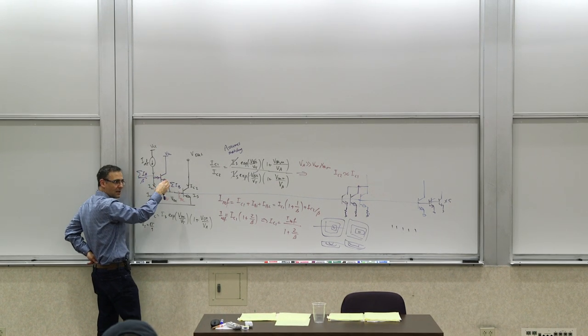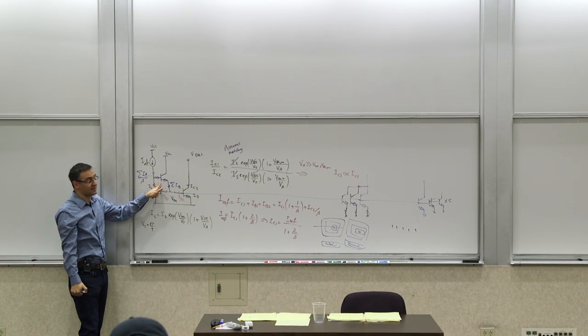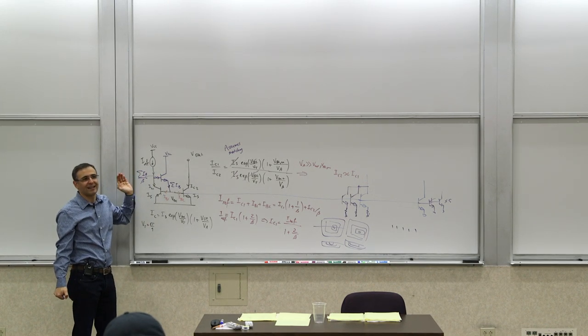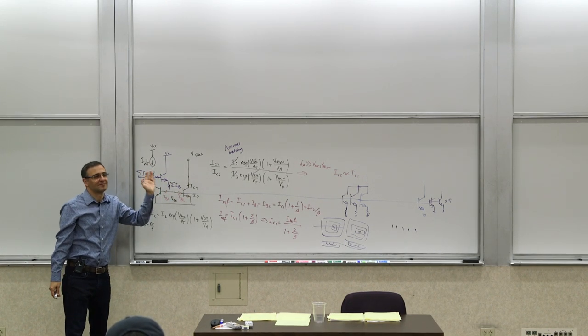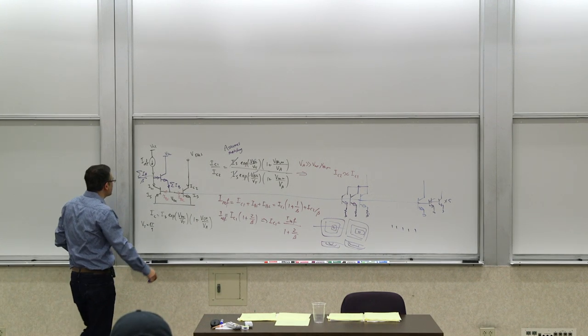And if you really are bothered by this, you can make this into a Darlington. You can put another one here. You can make it beta squared. And I mean, nobody does that. Really, at that point, it doesn't matter. Right? But do you see another problem?